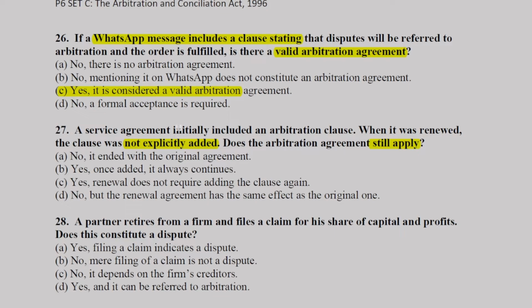A service agreement initially included an arbitration clause. When it was renewed, the clause was not explicitly added. Does the arbitration agreement still apply? No, it ended with the original agreement. It does not apply.